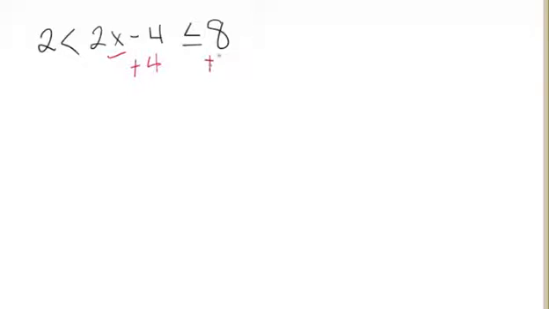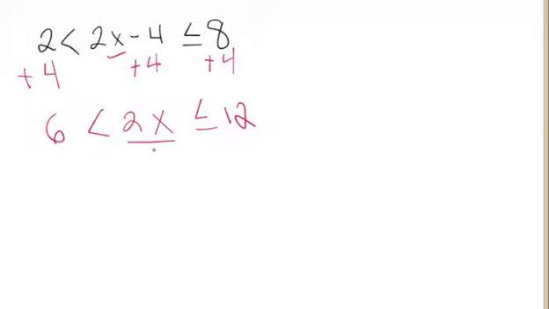sides. If you really want the most out of this video, I would try the problem first and see if you can get the right answer, and then watch what I do. So go ahead and pause the video before I get too far. So 2 plus 4 is 6, and 8 plus 4 is 12, and last step to get x alone, we divide by 2 to every side.